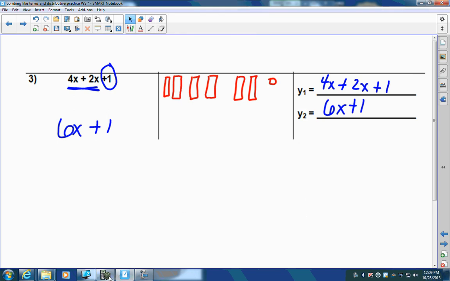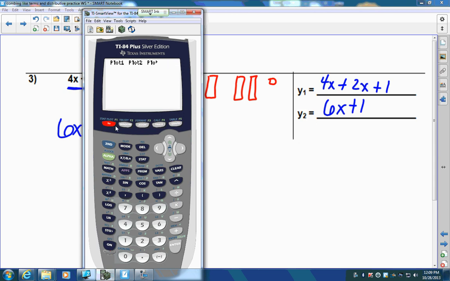So now when I go into the handy-dandy calculator, like Blue's Clues, handy-dandy notebook, 4x plus 2x plus 1. Then I'm going to arrow down and put in what I think my answer is, 6x. Now say I put in there a minus 1.